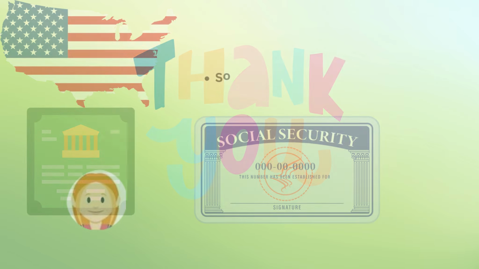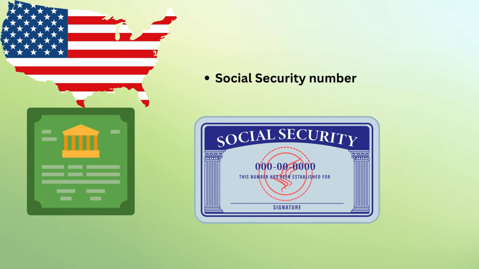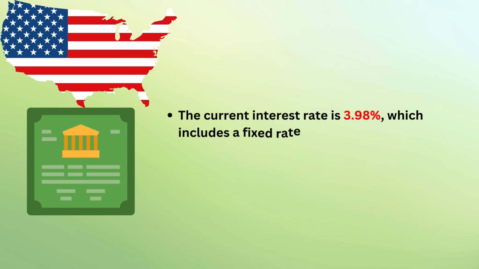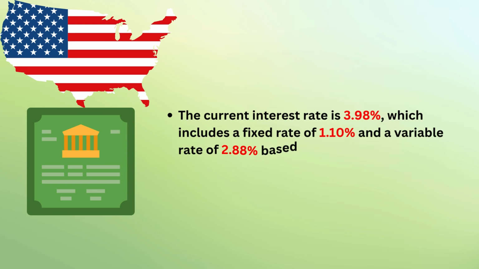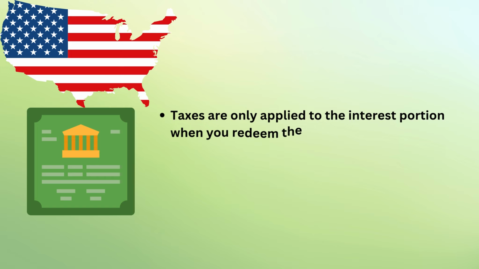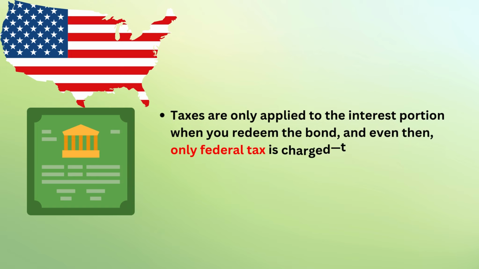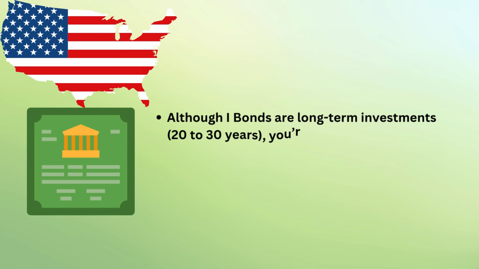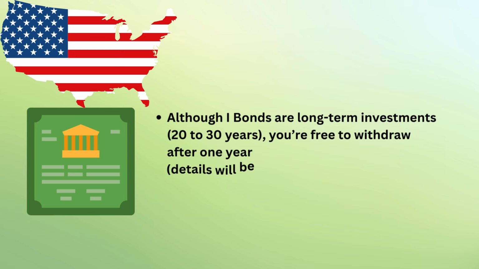Anyone residing in the United States with a Social Security number is eligible to purchase I-bonds. The current interest rate is 3.98%, which includes a fixed rate of 1.1% and a variable rate of 2.88% based on inflation. Taxes only apply to the interest portion when you redeem the fund, and even then, only federal tax is charged. There are no state, local, or city taxes. Although I-bonds are long-term investments, 20 to 30 years, you are free to withdraw after 1 year. Details will be explained later.